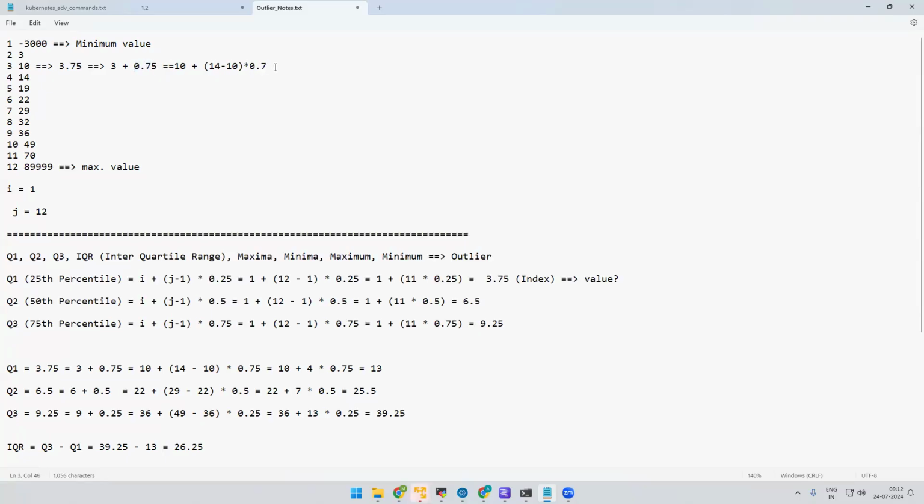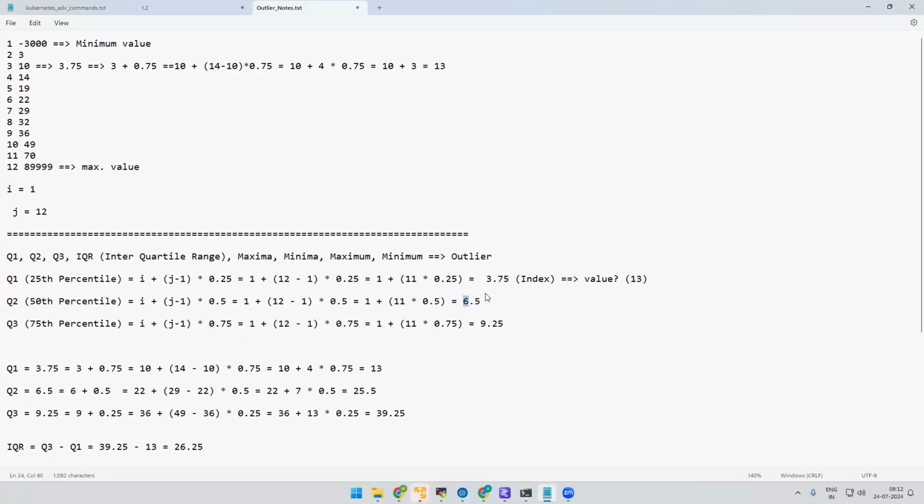So what is the value now? 10 plus 4 multiplied by 0.75. 4 multiplied by 0.75 is 3. So 10 plus 3 is 13. So Q1 is 13. The same way we can calculate the other values too. The only difference is that for Q2 it is 0.5 and for Q3 it is 0.75.